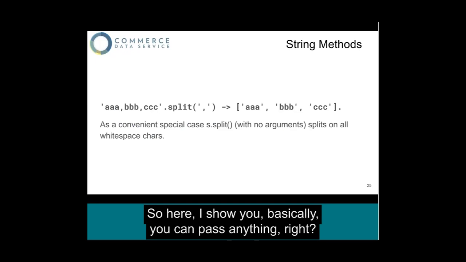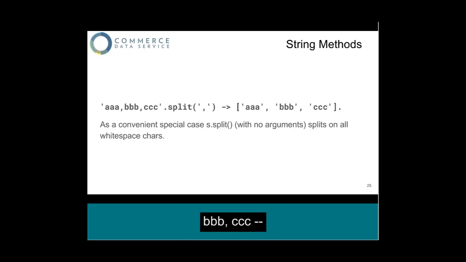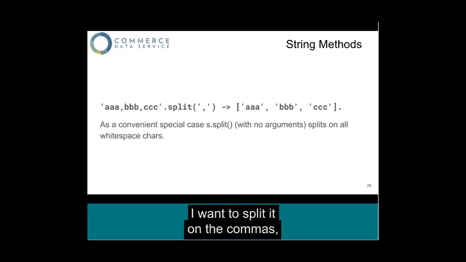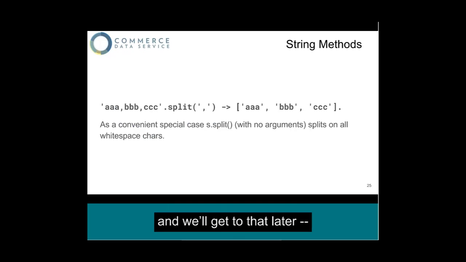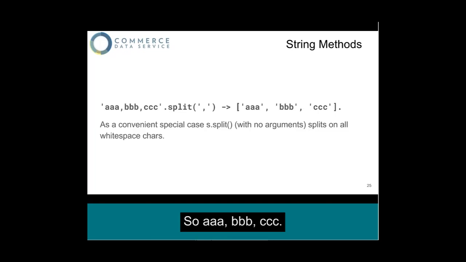So here I show you basically, you can pass anything, right? You don't have to define it beforehand. So here I'm just saying this string, AAA, comma, BBB, comma, CCC, I want to split it on the commas. And what it will return to you is a list. We'll get to that later, but just basically a list of those things split apart. So AAA, BBB, CCC.